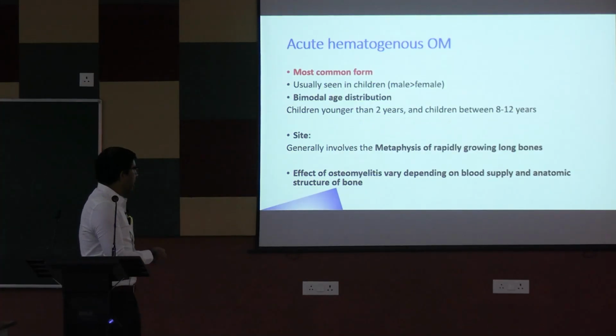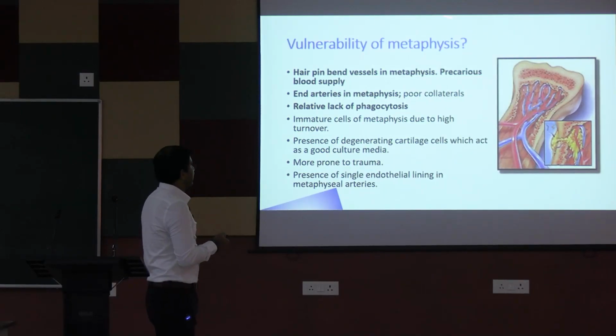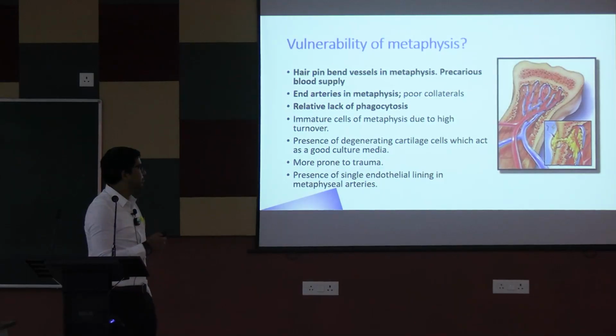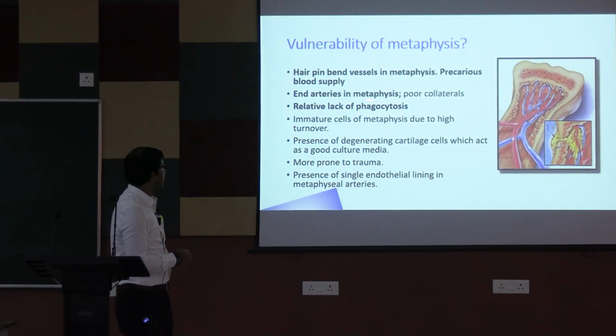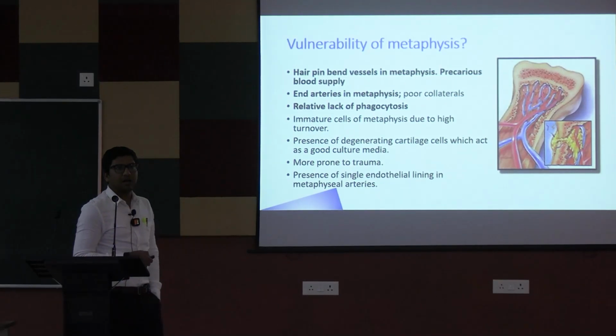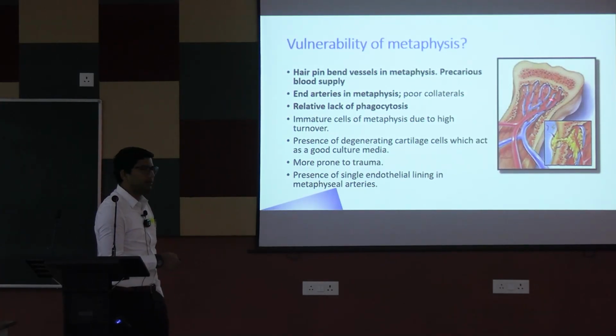So how does it matter? Before we go into the blood supply, why is the metaphysis involved? This is a common question in your viva, theory, or PG examinations. In the metaphysis, we see this hairpin loop, which is also supplied by end arteries. That means the blood flow is sluggish over there, so there is a higher risk of seeding of the organism in this end, because it is supplied by the hairpin bend and end arteries.